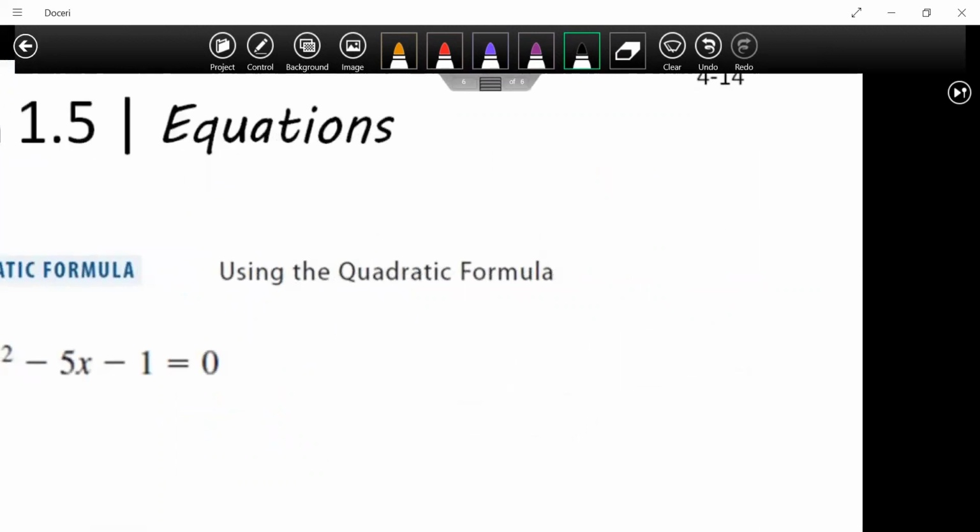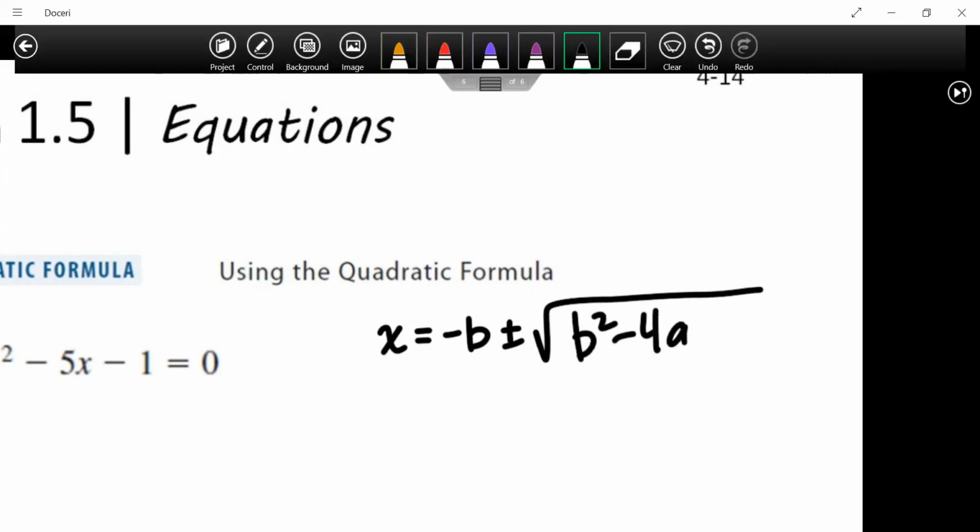Looking at the quadratic formula, x is going to be equal to negative b plus or minus the square root of b squared minus 4ac all over 2a. Yes, you do. You should know the quadratic formula. You have to know the quadratic formula.